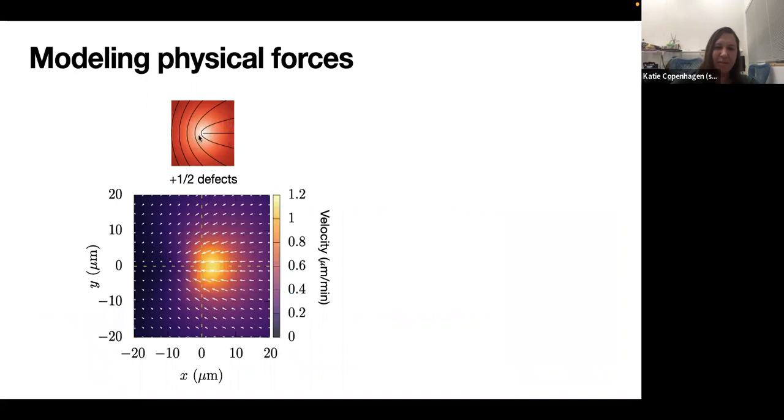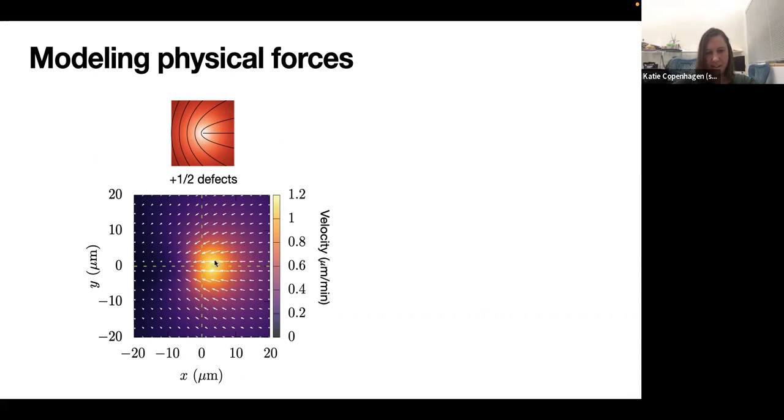So this is a positive defect. You can see its comet shape in the director field lines. And then this is the flow field that he calculated around the positive defects using this simple model with extensile, or stretching, active forces and then anisotropic friction. And you can see in this flow field some interesting stuff. So first, all the arrows tend to point to the left.